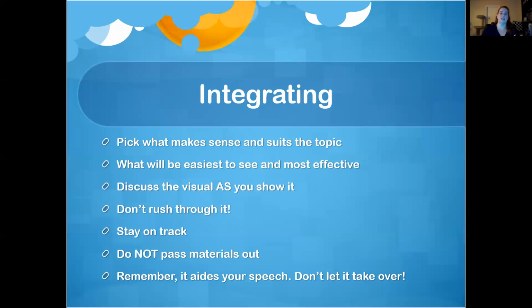Again, the biggest thing to take away from this is remember that your visual aid is just that. It's something visual to help aid in understanding your speech. It is not meant to be your speech. So whatever you do, don't let it overtake your speech. It is your speech, not your visual aid's speech.